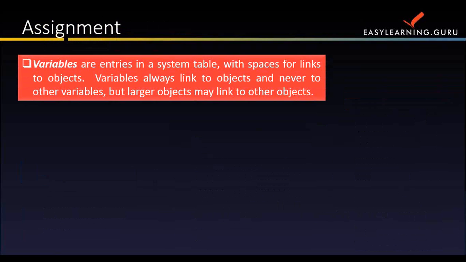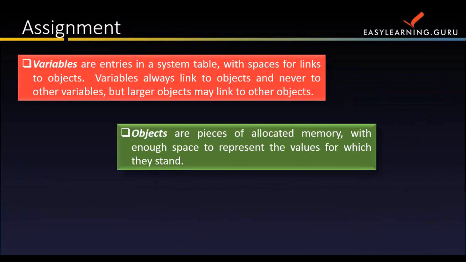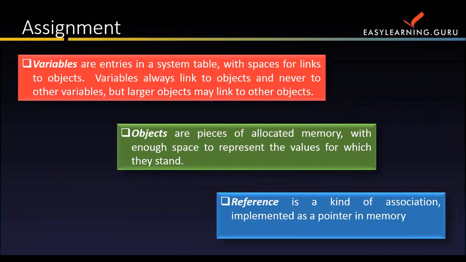Next is the object. Objects are pieces of allocated memory with enough space to represent the values for which they stand. Next is the references. The link from the variables to the object is called a reference. That is, a reference is a kind of association implemented as a pointer in memory. So we have a variable, we have an object, and the link between the variable and the object is a reference.